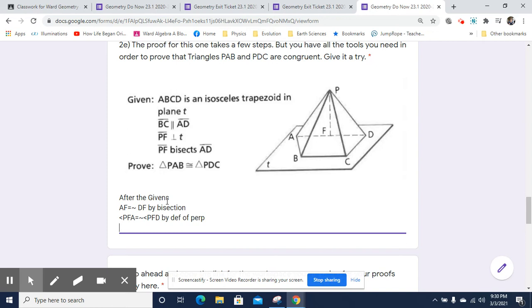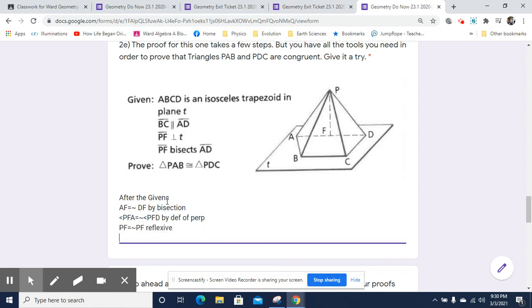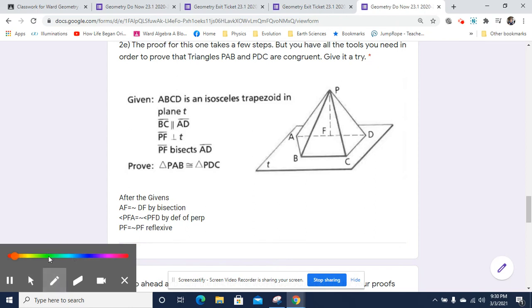We actually need one more thing. We can say PF is congruent to PF by reflexive. Okay, and now we have an angle, and we have a side, and we have a side congruent to itself. So I'm actually going to label some of that. We have this side, this side and this side, and we have this angle here and that one as well. So I've got side, angle, side, angle, side for this.